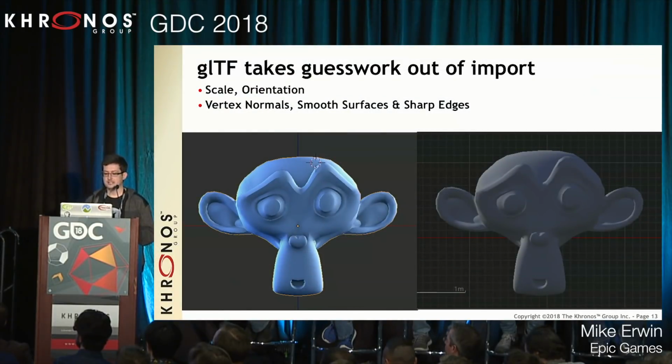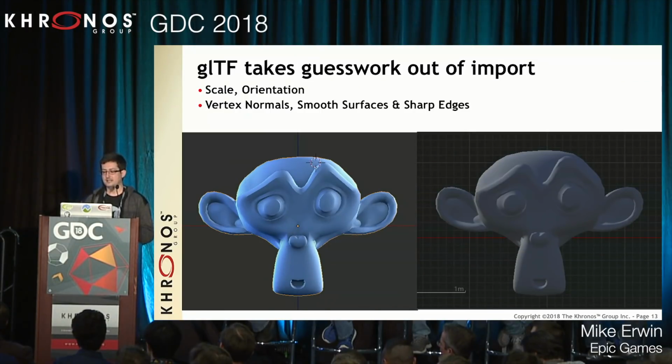Another thing that it takes the guesswork out of and just makes work well is vertex normals, which surfaces are smooth, which edges are sharp and creased. I made this example model when I was doing the implementation of the importer. You've got the monkey head, I did a subdiv modifier on there, made some of the edges sharp, just to make sure all that would come over in the glTF.